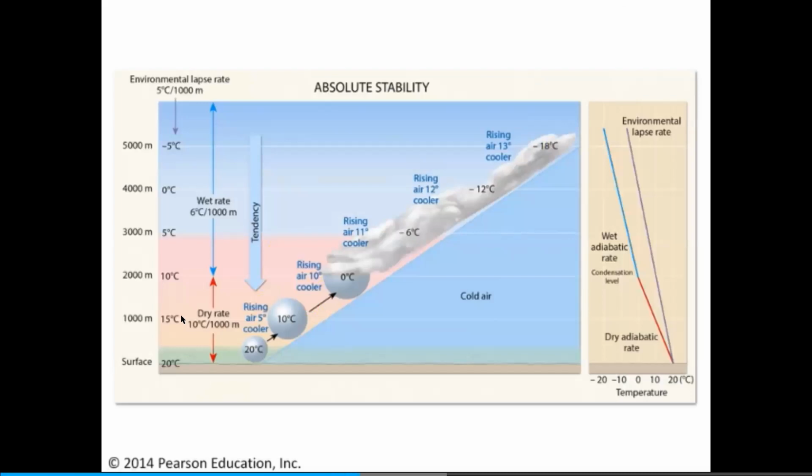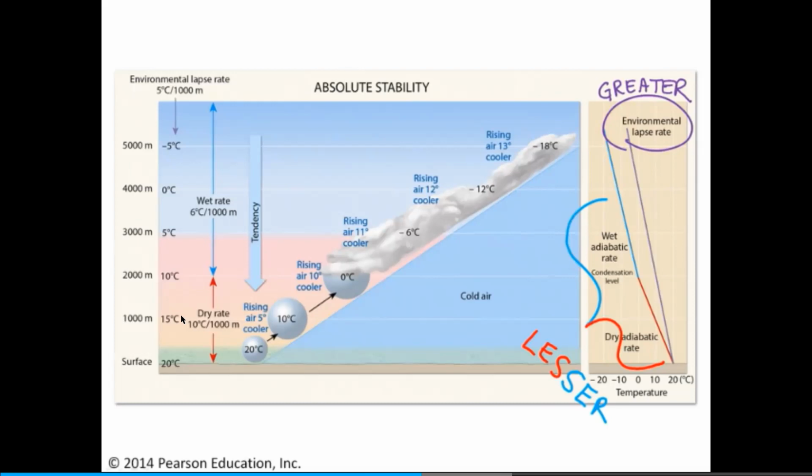Absolute stability is the condition that we get when our environmental lapse rate is greater than our adiabatic cooling rate. So there's a dry adiabatic cooling rate, which is where the air is unsaturated and you don't have clouds. And then there's a wet adiabatic cooling rate where the air is saturated and you do have clouds. But so long as those adiabatic rates are less than the environmental lapse rate, you have absolute stability. So the air here is going to have a tendency to stay down close to the ground.